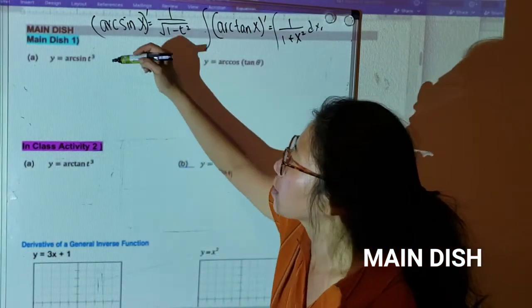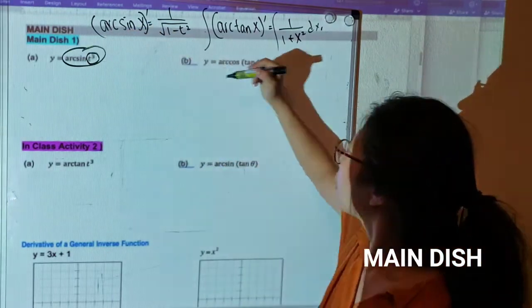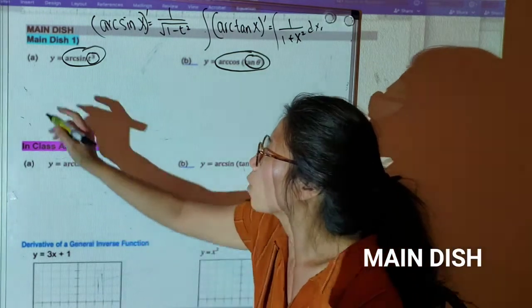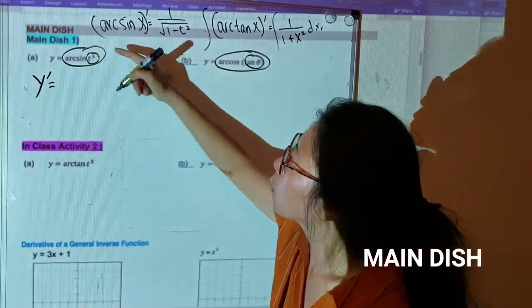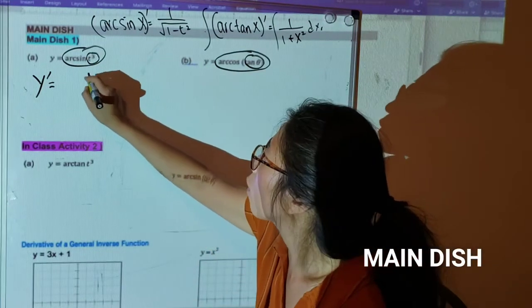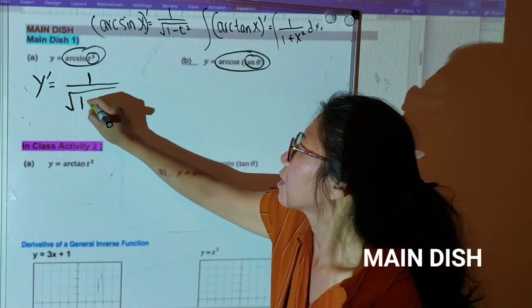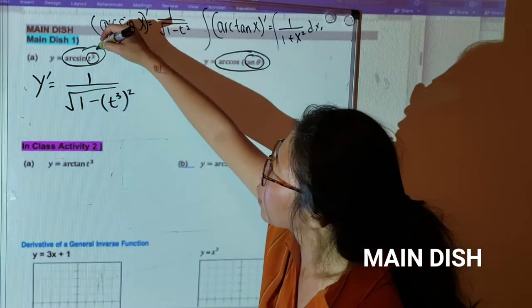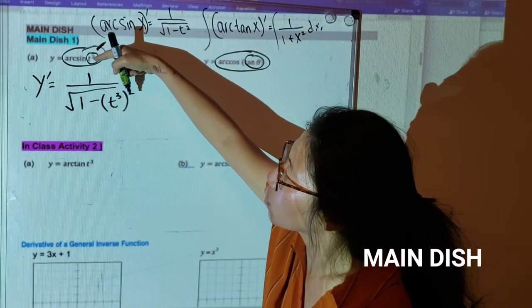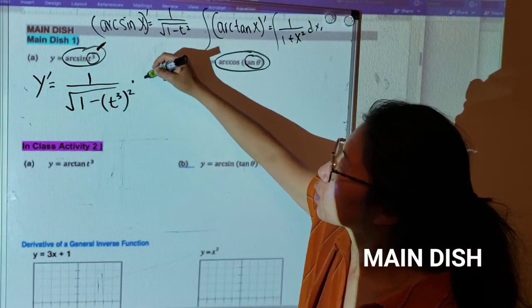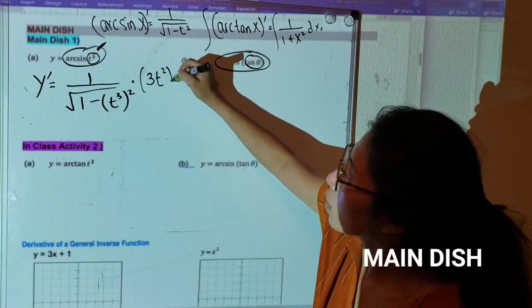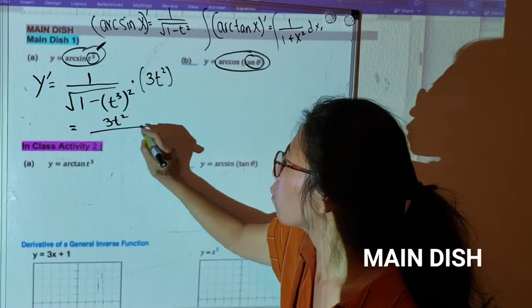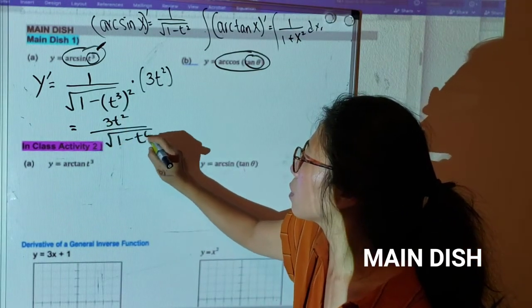Let's circle it again. Do you see how many composite functions there are? Okay, then let's try to take a derivative one by one. What was the derivative of arc sine? That is 1 over square root of 1 minus input squared, right? And then I'm done with the outside one. Now we have to take the derivative of the inside function, which is going to be 3t squared. So if we organize, that will be 3t squared over square root of 1 minus t to the 6. That's it.